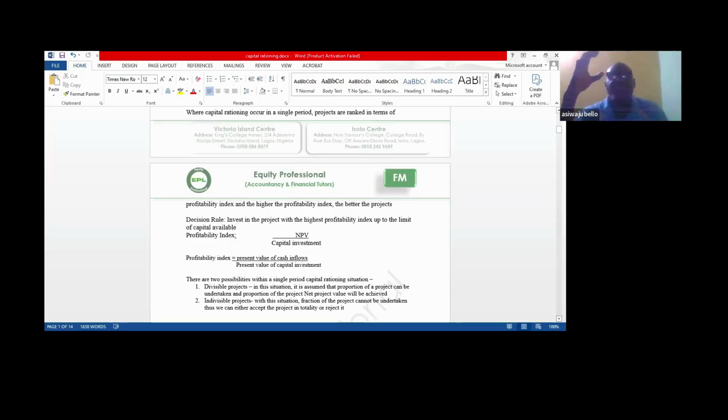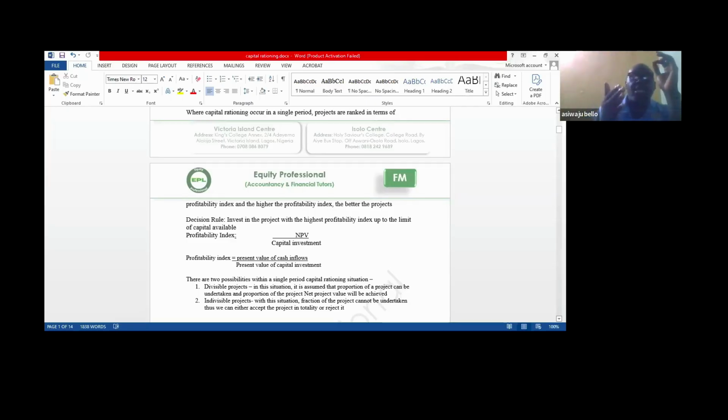There are two possibilities within a single period capital rationing situation. You can have divisible projects, and you can have indivisible projects.